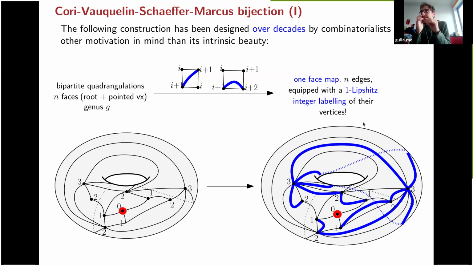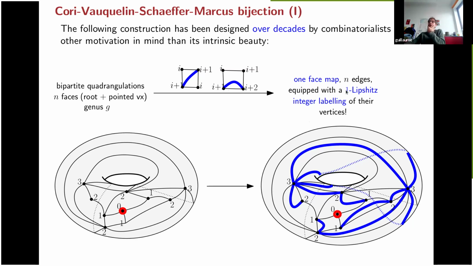And now you have this blue graph, and here now come a number of magical facts. The first magical fact is that this blue graph is a map with one face on your surface. Meaning, if you just look at the blue graph and you cut the edges of the blue graph on your surface, what remains is one single polygon. So it's what we call a one-face map. This is non-trivial, but it is a property of this construction. So this blue graph is a one-face map with n edges, and by construction, if you remember, the labels are 1-Lipschitz on this blue graph, because the variation along a blue edge is either 0 or 1.